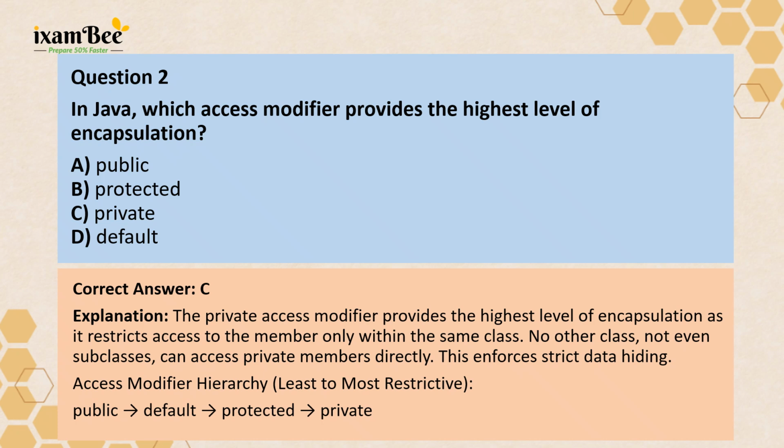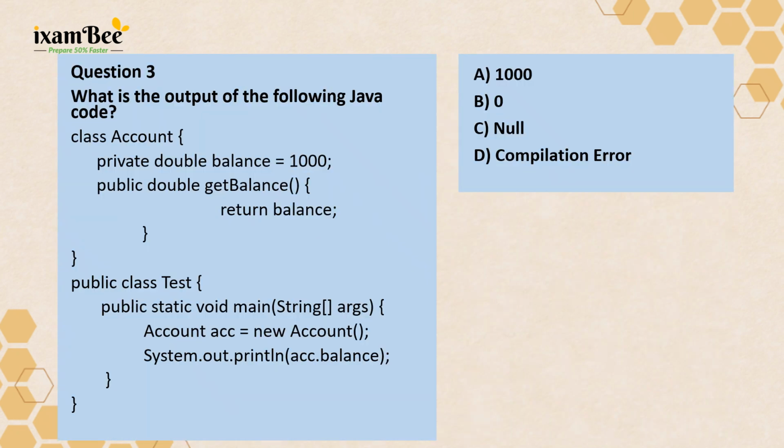So if we talk about the access modifier hierarchy from the least to the most restrictive, it is going to be public, then default, then protected, and then private. Private being the most restrictive. Here we see a code-based question. In the class called account, we have created a balance variable, and this is a private double variable which is set to 1000. In the public double get balance method, we are returning the balance.